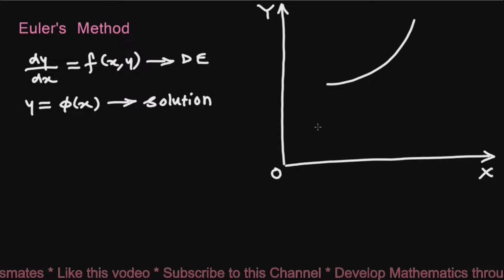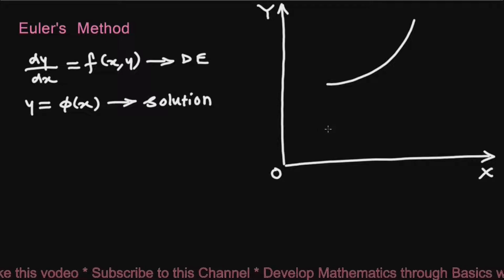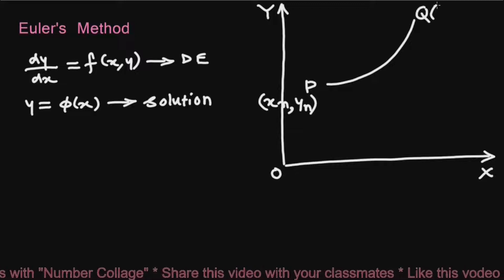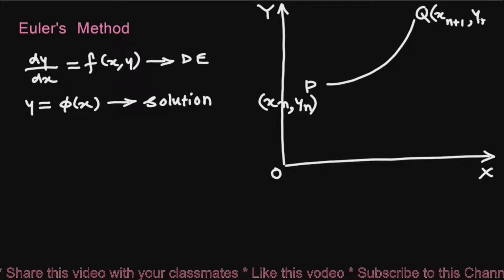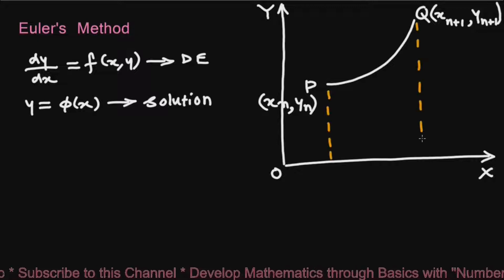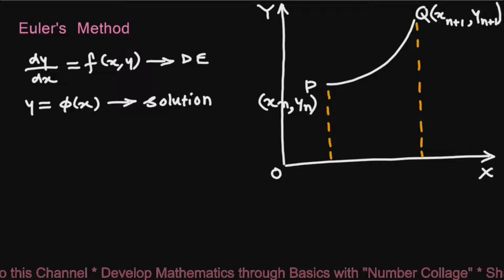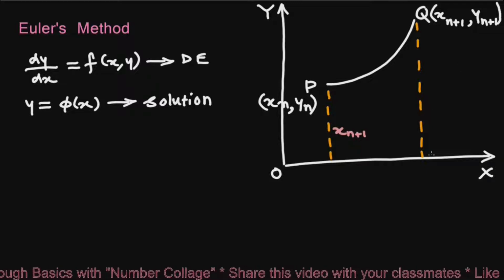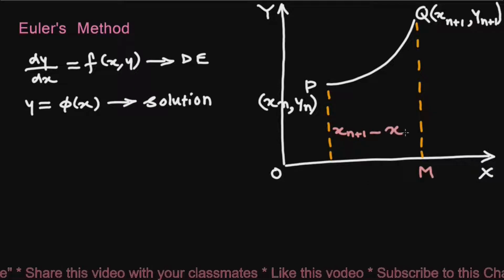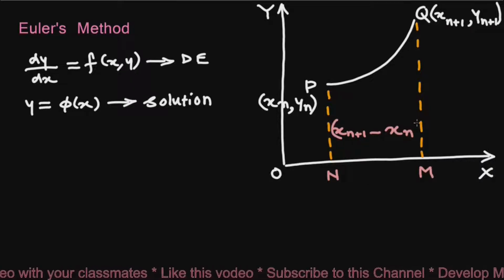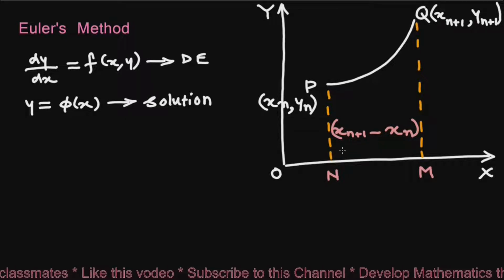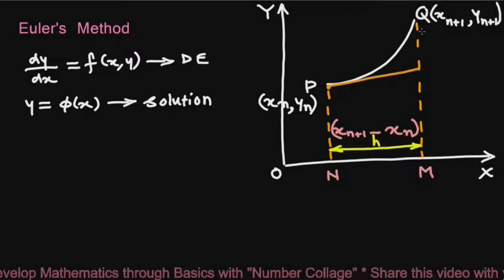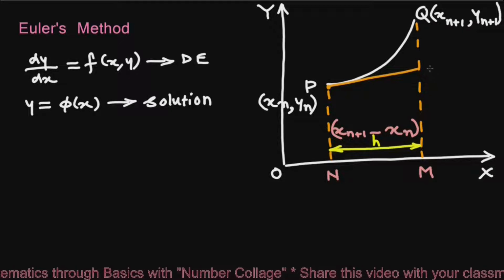P and Q are two neighboring points very close to each other, where P is (xn, yn) and Q is (xn plus 1, yn plus 1). P and Q are very close to each other such that the horizontal distance between them, which is xn plus 1, that is OM, minus xn, which is ON, is very small, and we will denote it by h. We will draw a tangent at point P which cuts vertical segment QM at T.